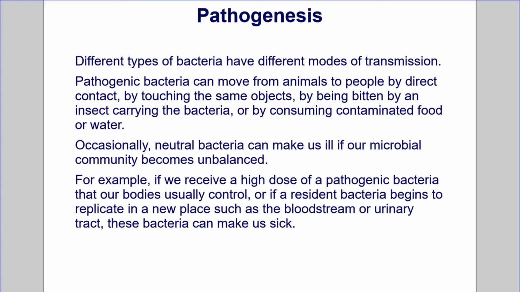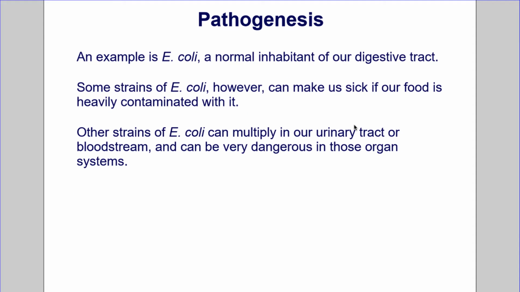Occasionally, neutral bacteria can make us sick if our microbial community becomes unbalanced. For example, if we receive a high dose of pathogenic bacteria that our bodies usually control, or if a resident bacteria begins to replicate in a new place such as the bloodstream or urinary tract, these bacteria can make us sick. An example is E. coli, a normal inhabitant of our digestive tract. Some strains of E. coli, however, can make us sick if our food is heavily contaminated with it. Other strains of E. coli can multiply in our urinary tract or bloodstream and can be very dangerous in those organ systems.